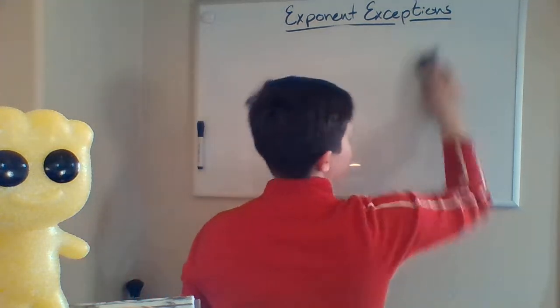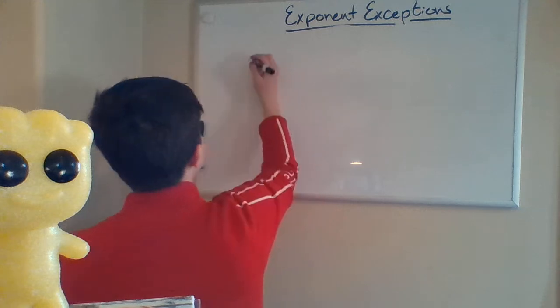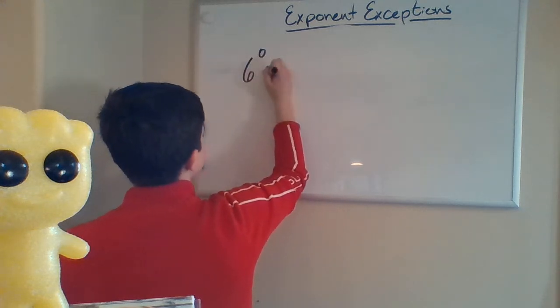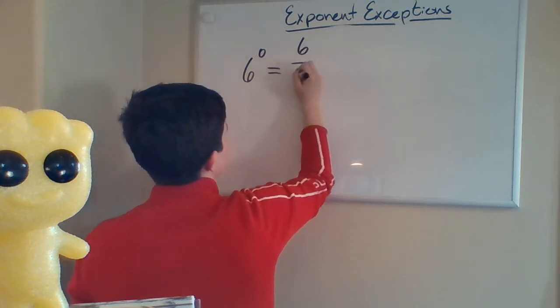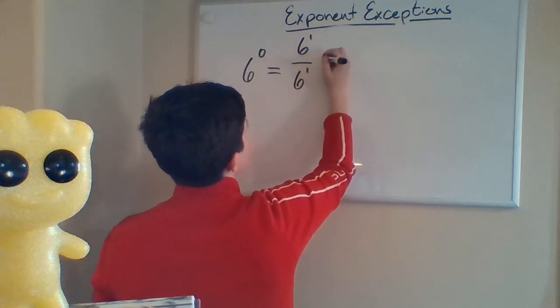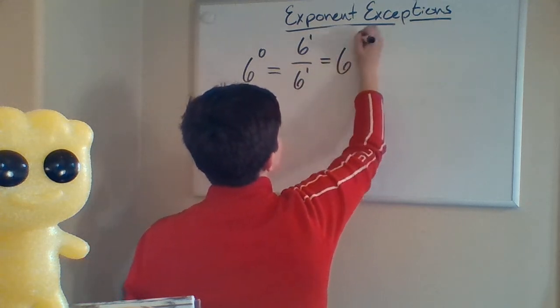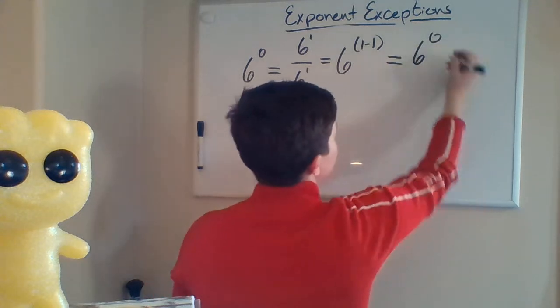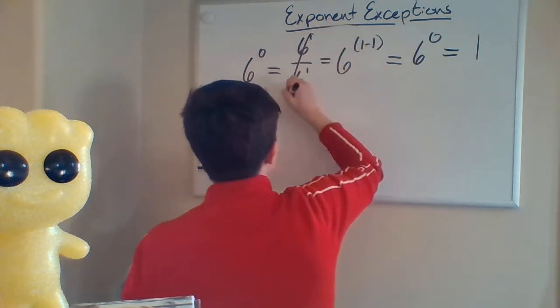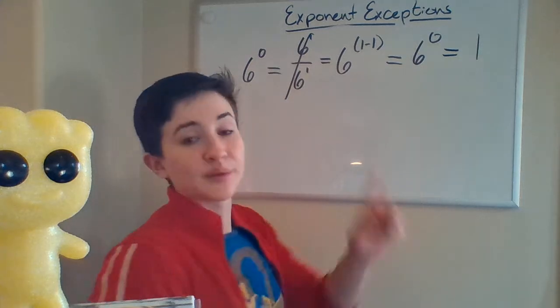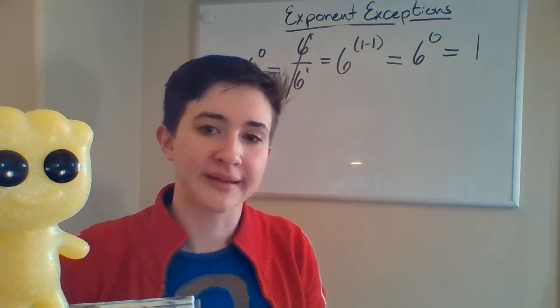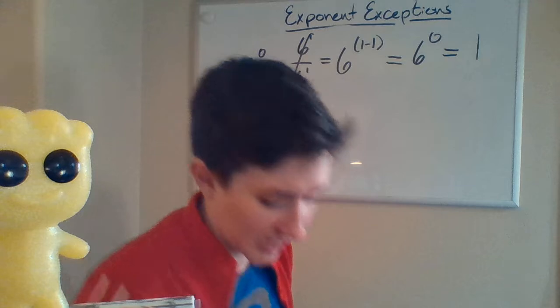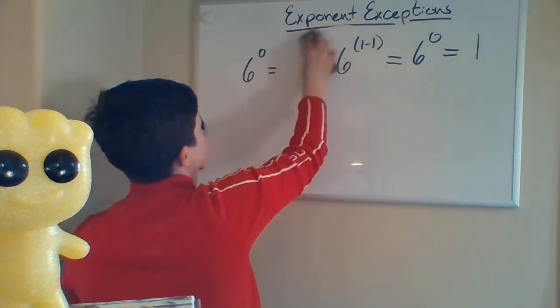Let's do that again. Okay, let's do 6. 6 to the 0th power is really just telling me that I had 6 to the first power over 6 to the first power, and now I have 6 to the 1 minus 1, which equals 6 to the 0th power, which equals 1 because of that. Canceled. And now it equals 1, because 6 over 6 equals 1. Let's do it with a different power. It doesn't always have to be the first power.